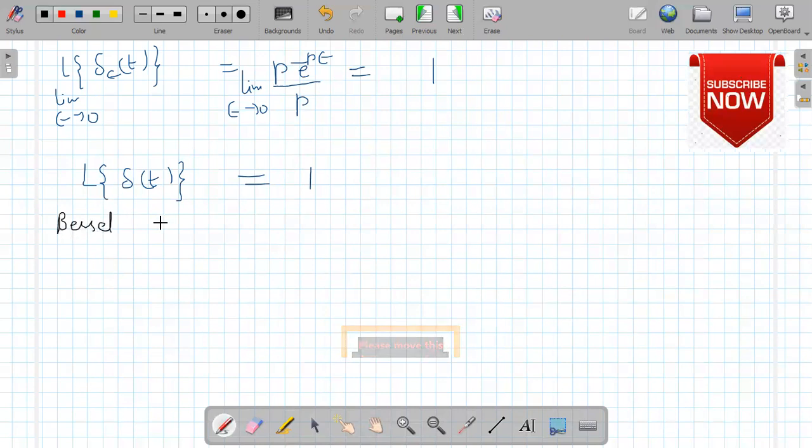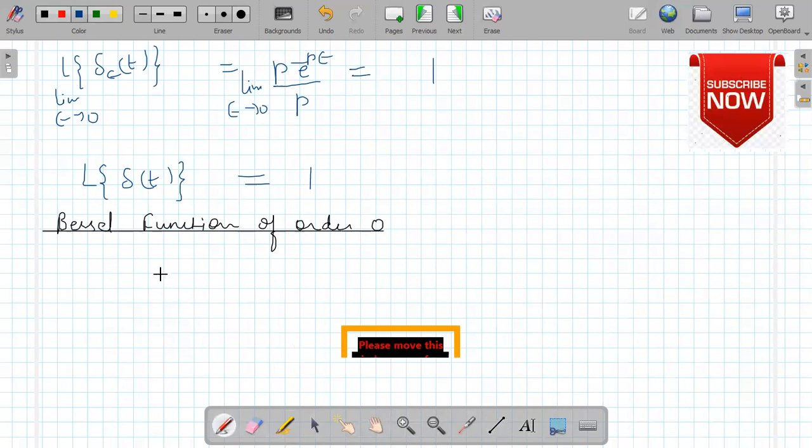Bessel's function of order 0 is denoted by J naught x and defined as 1 minus x square divided by 2 square plus x^4 divided by 2 square into 4 square, minus x^6 over 2 square, 4 square, 6 square, and so on.